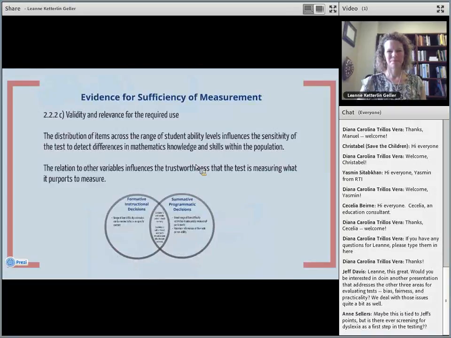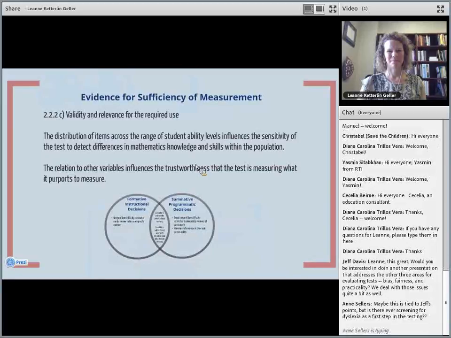Okay. Ann Sellers has a question. She works at CRS. She says, maybe this is tied to Jeff's points, but is there ever screening for dyslexia as a first step in testing? And she also says, great last slide, by the way. Thank you. Depending on the use of the test, it certainly could be important to screen students to make sure that we don't have any sources of construct irrelevant variance that are impacting the results that we might get from the assessment system.